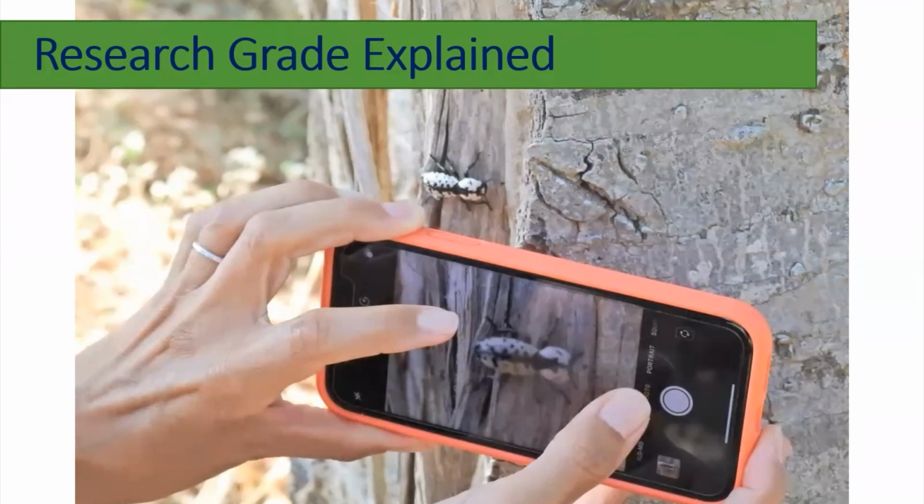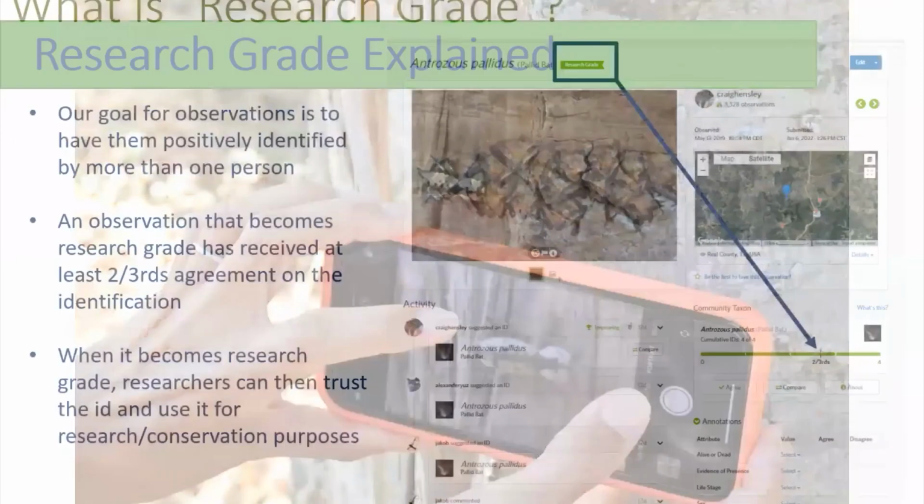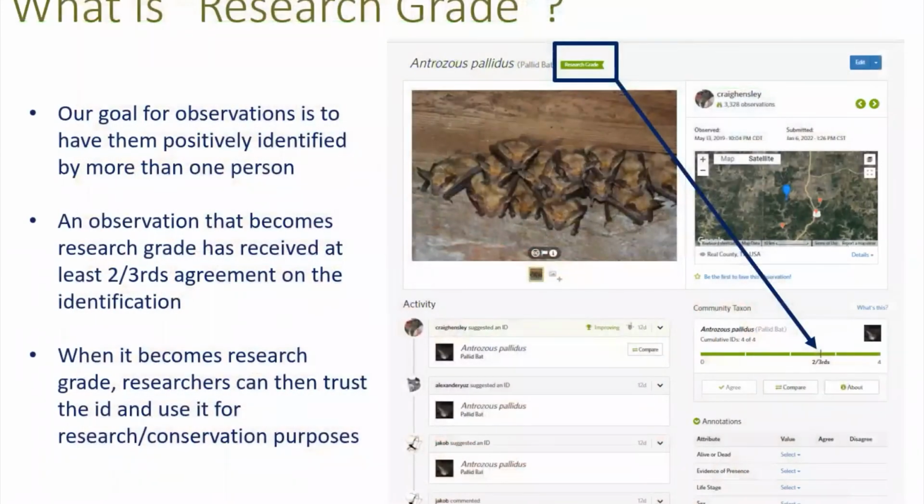But research grade. So on your observations, a lot of times you'll see a little green bar flag that says research grade. What that means is that 2/3 of the people that have looked at it, you plus another person, have looked at it and said, yep, that's what it is. When something becomes research grade on iNaturalist, organizations like mine trust that identification enough to potentially use it for conservation purposes. So it has to be 2/3 of the people looking at it.